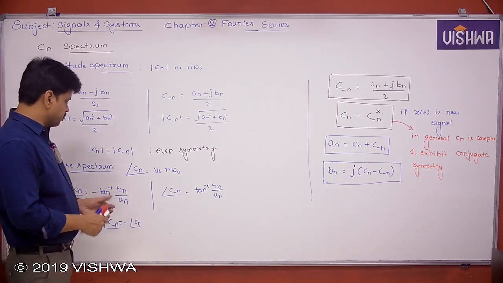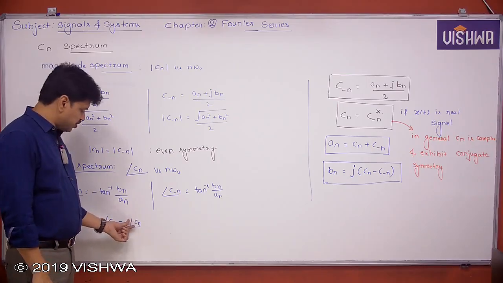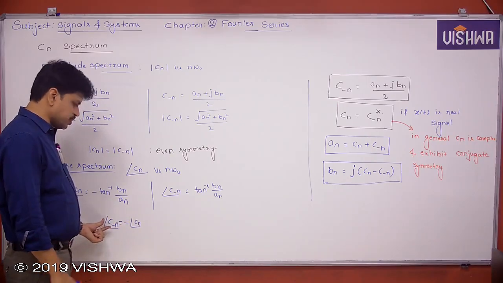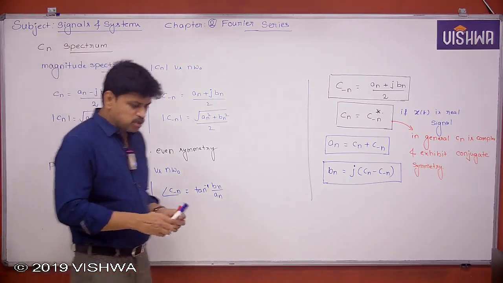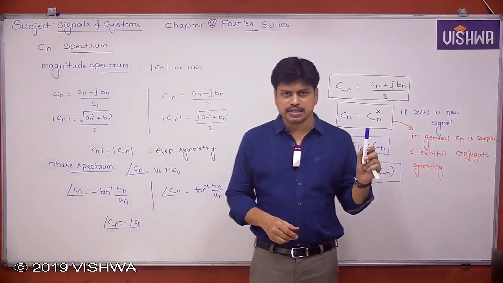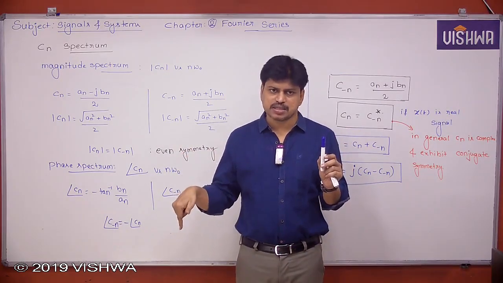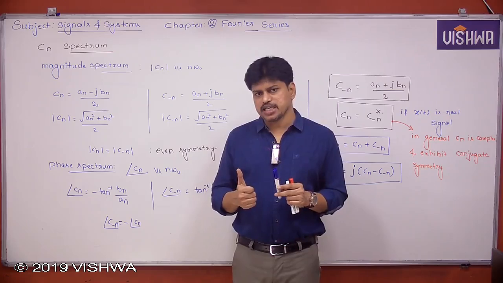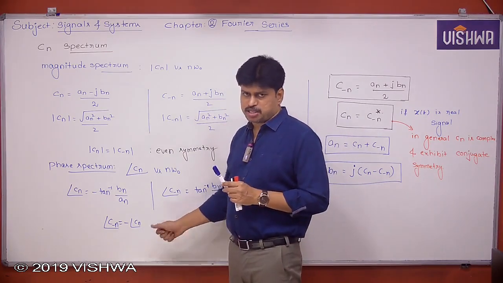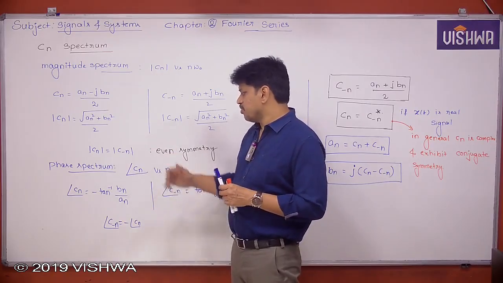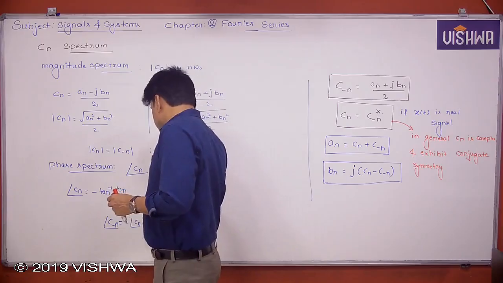Now if you see, whatever the phase for the positive frequencies, the same holds for the negative frequencies, but with a negative sign. So what does that mean? For positive frequencies, if you have 90 degrees phase, then for negative frequencies you have minus 90 degrees. So what kind of symmetry is it exhibiting? It is nothing but odd symmetry. So in general we can say the phase spectrum is odd. The nature is odd symmetry.